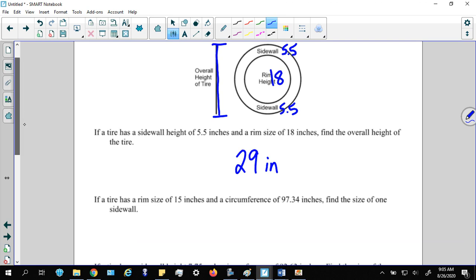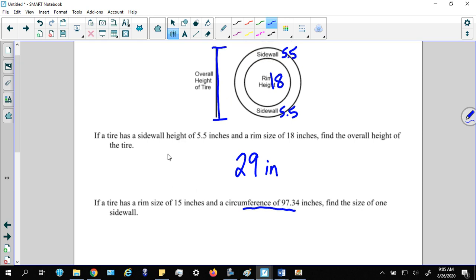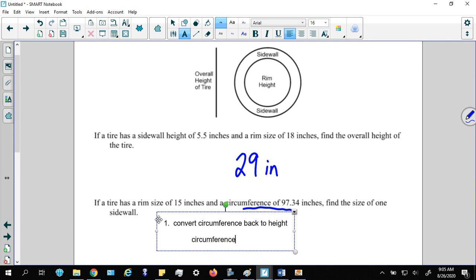Now, in these next questions, if a tire has a rim size of 15 and a circumference, if you're ever given the circumference, the very first thing you have to do is convert circumference back to height. Now, very simple. The way you do that is by taking the circumference and dividing it by 3.14. So you're dividing the pi out of it, so to speak.